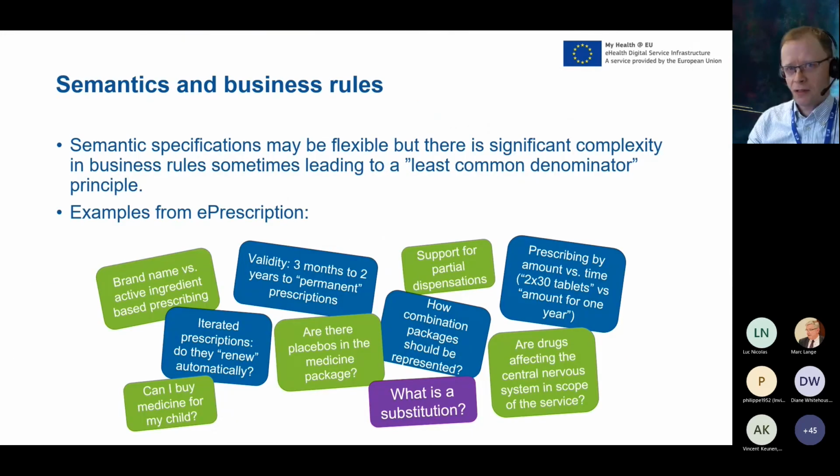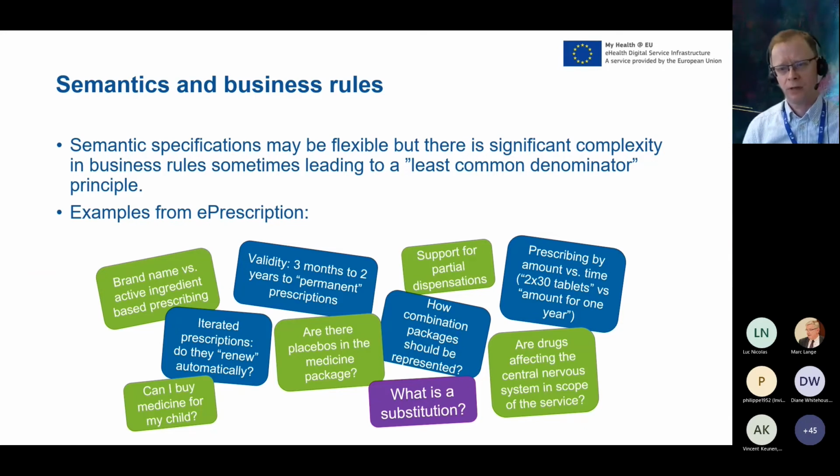Semantics is not everything, of course. So we try to fix as much as possible using semantics, but there are some business rules which also need to be taken into account. We can try to build semantics flexibly, but sometimes the complexity is so significant that we end up having rules which are, let's say, a least common denominator.